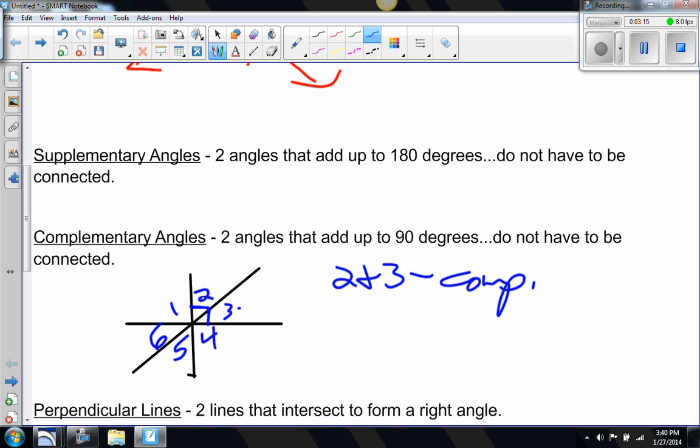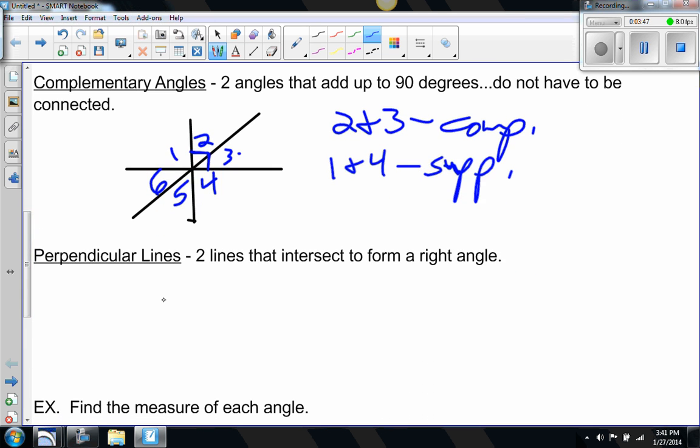Now, I realize I'm not telling you what the degrees are, but you can see that those two add up to 90 and these two add up to 90. And then for supplementary, I really only have one example here because you can't use 3 angles, you can only use 2. So you'd have to use angle 1 and angle 4. That would be supplementary. How do I know it is? Because a 90 and a 90 makes 180, and that's what this says, to add up to 180.